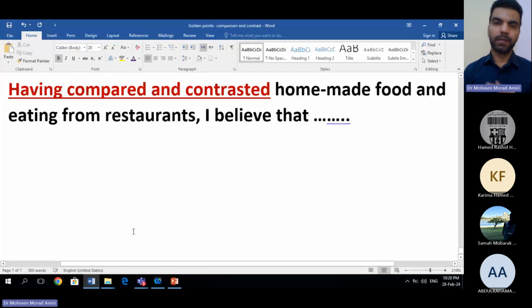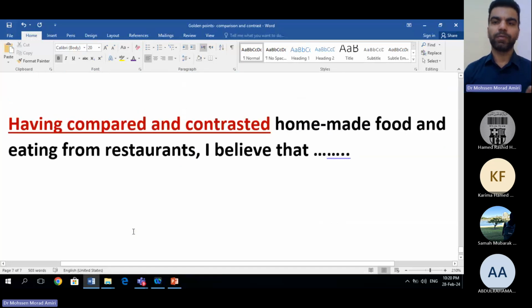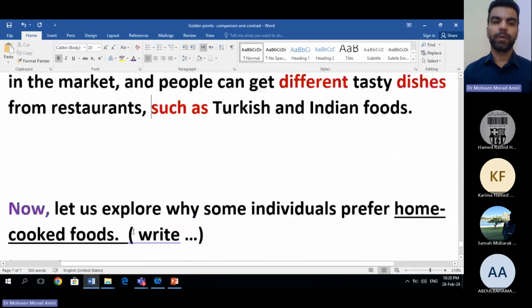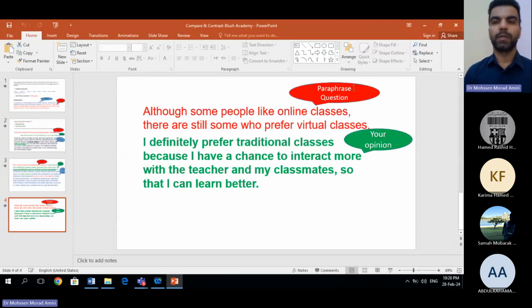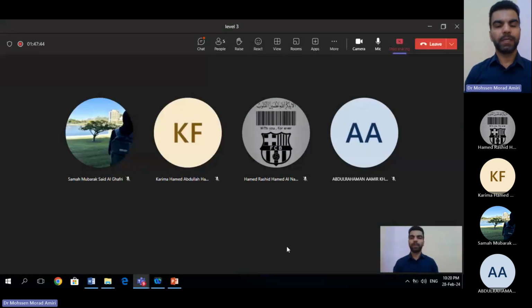There are different ways also for writing the conclusion, okay? Which I am going to tell you in the next session. So this is all about comparison and contrast. For tonight is enough.